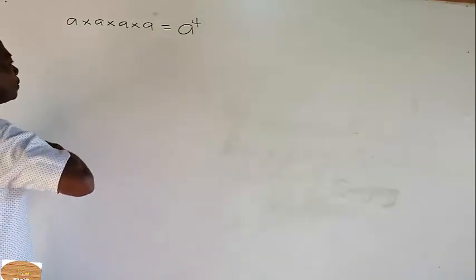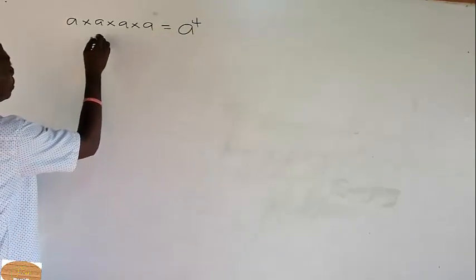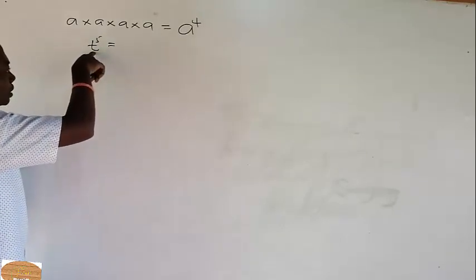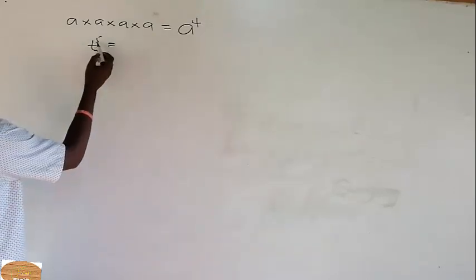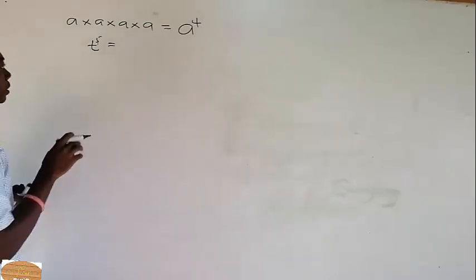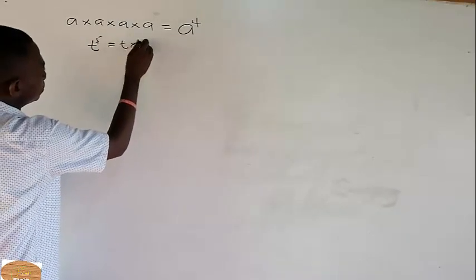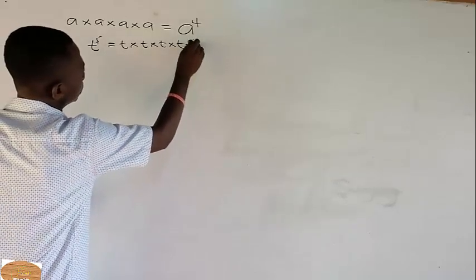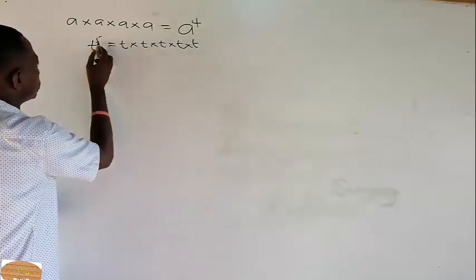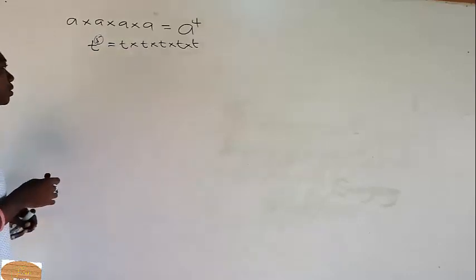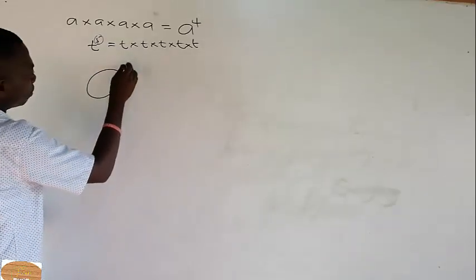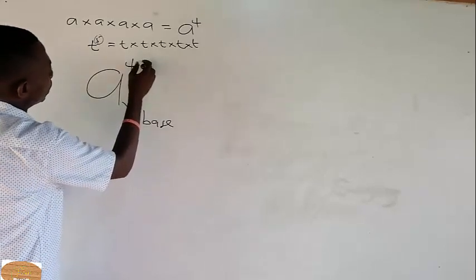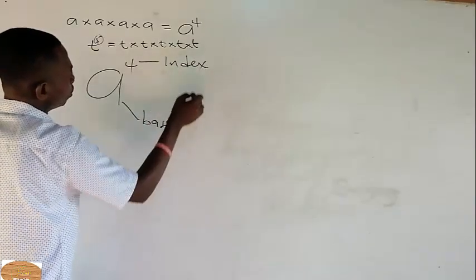In case we're given, let's say, t to the power 5, this is telling us that t is multiplying itself 5 times. So this is the same as t times t times t times t times t, 1, 2, 3, 4, 5. So we call the bottom one the base and this one the index, or power.